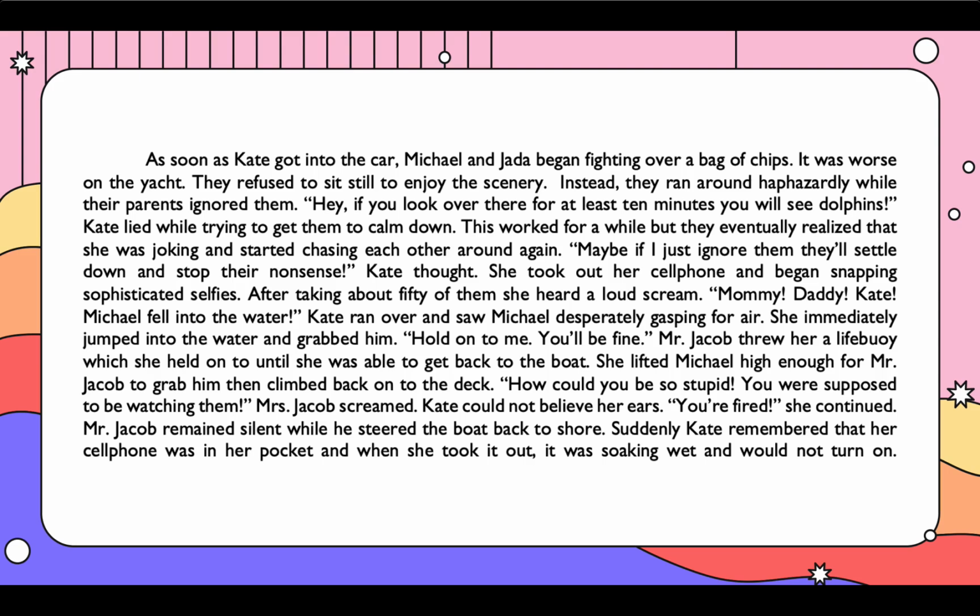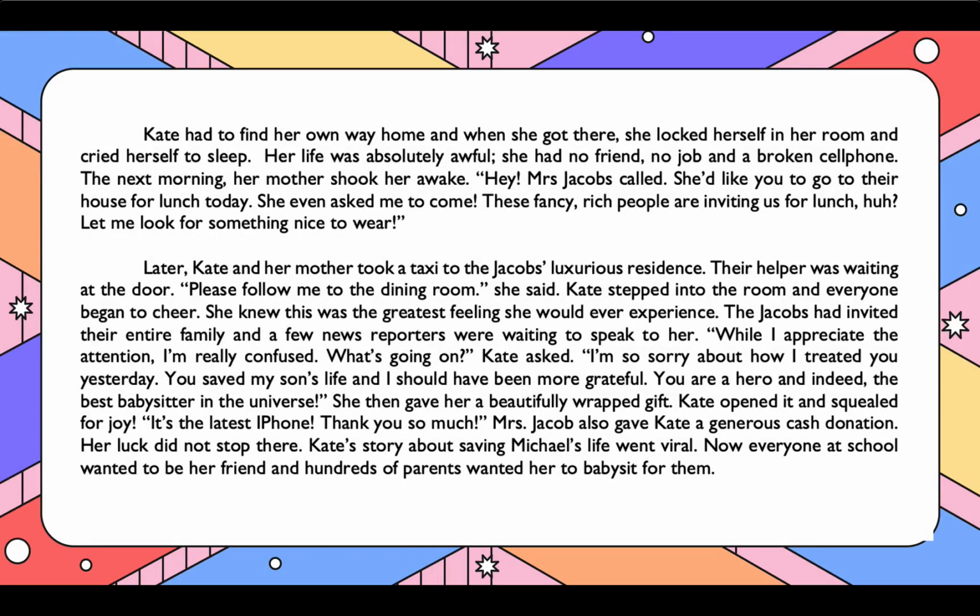Suddenly, Kate remembered that her cell phone was in her pocket, and when she took it out, it was soaking wet and would not turn on. What a bad day. Kate had to find her own way home, and when she got there, she locked herself in her room and cried herself to sleep. Her life was absolutely awful. She had no friends, there's a typo, I needed to put an S there, no job, and a broken cell phone. The next morning, her mother shook her awake.